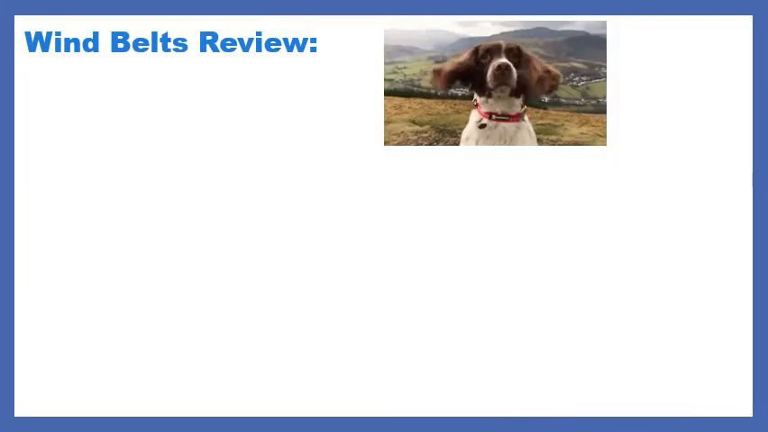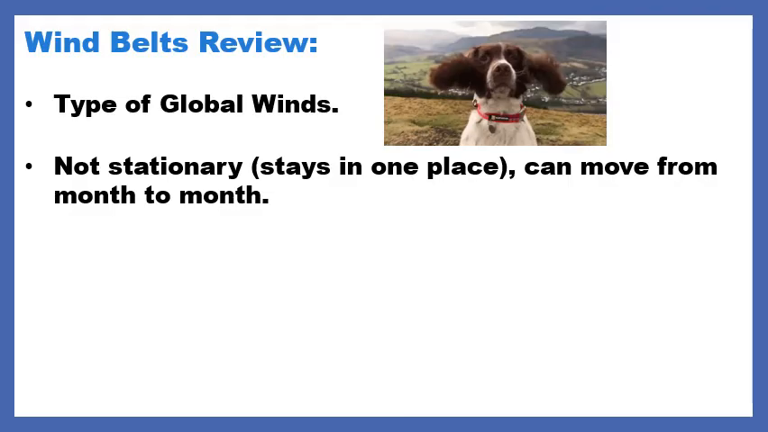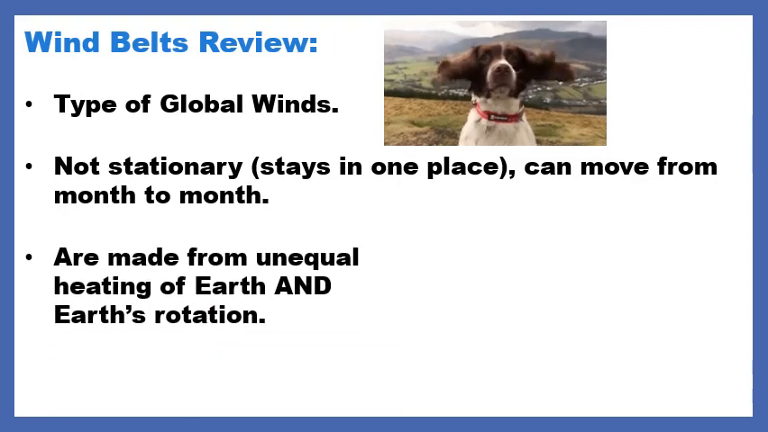All right, so let's go back and review a little bit from a couple lessons ago about wind belts. So wind belts are a type of global winds, and they are not stationary, meaning they don't stay in one place, and they can move from month to month. Okay, and how do we get wind belts? Well, we get them from unequal heating of Earth and Earth's rotation.